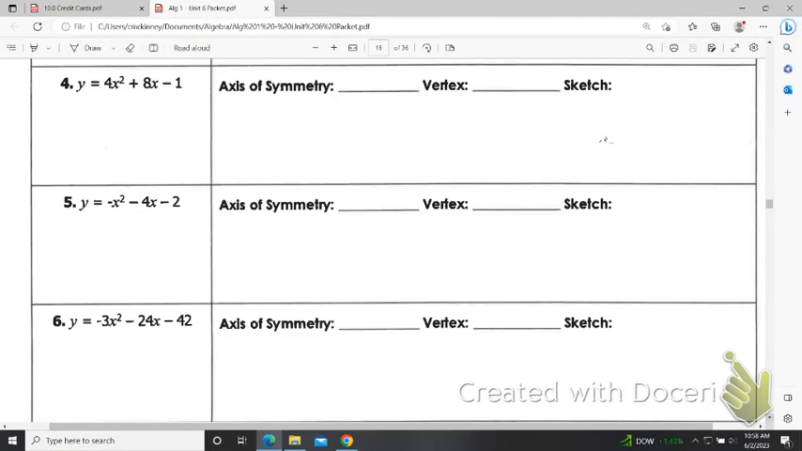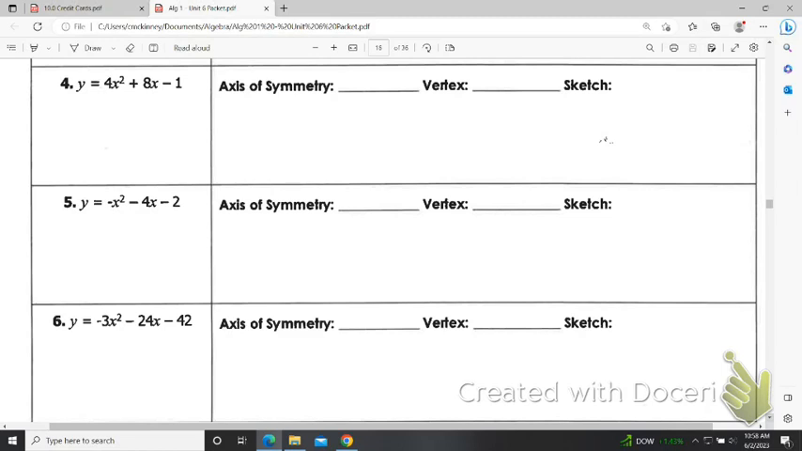Okay, I'm not going to ask that you do sketches on these, but I do want us to have a little bit of practice on just finding the axis of symmetry and the vertex. And then maybe just tell me, does it open up or down? So that's what I'm going to model now. And then in the next lesson, we will actually make decently accurate graphs.